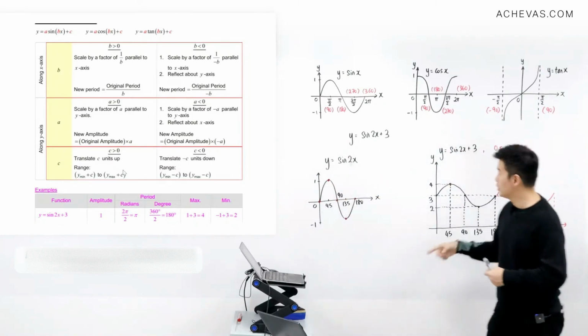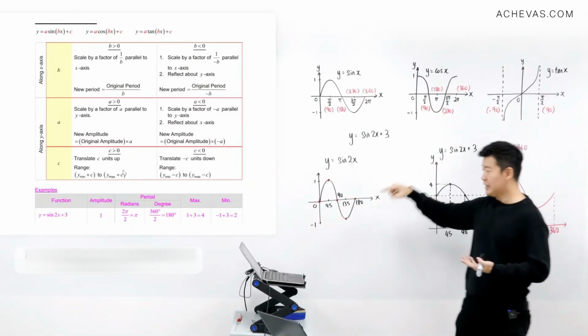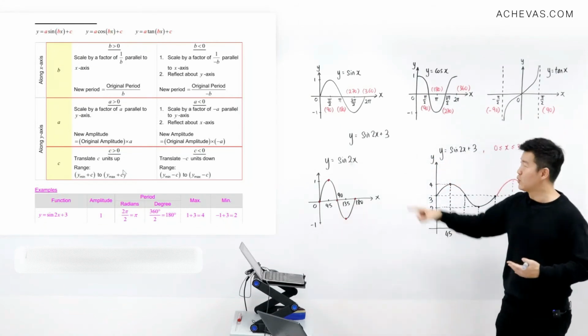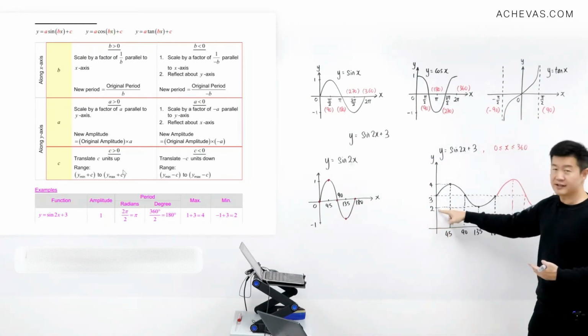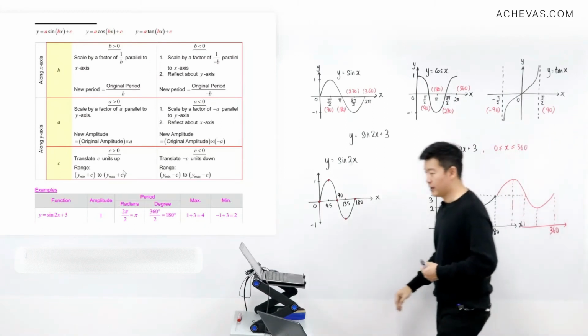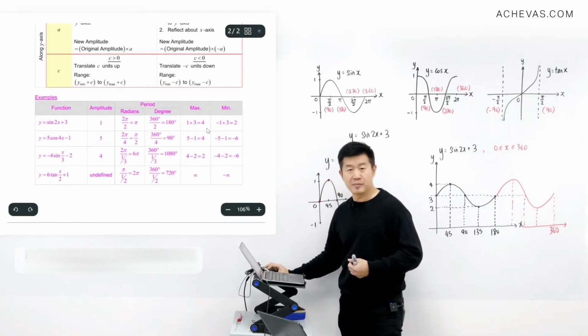The new maximum point will be 1 plus 3, which gives us 4. But the minimum was minus 1, and the new one will be minus 1 plus 3, so it's going to give us a 2. So for the new range, it's going to be from 2 to 4, like what we have written down here. Okay, the minimum is 2, the maximum is 4.